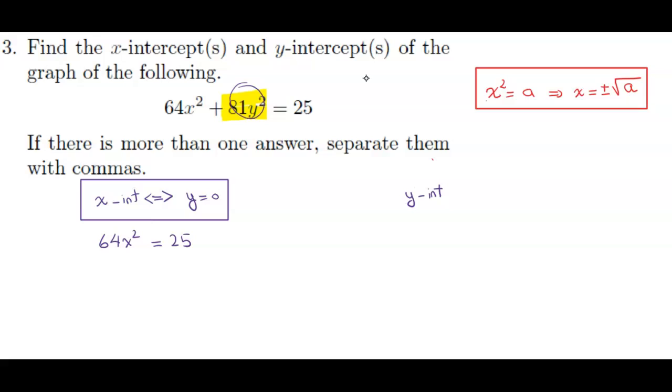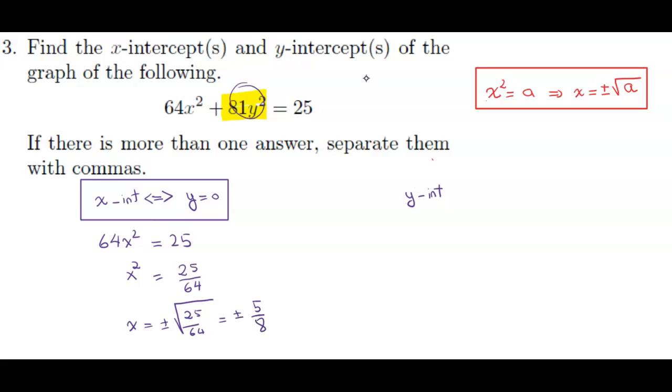Now, if I want to isolate x squared, it would be equal to 25 divided by 64. And here we're going to be using the square root property. So this is going to give you x equals plus or minus the square root of 25 over 64. And obviously you take the square root of both, so you're going to get plus or minus 5 over 8.